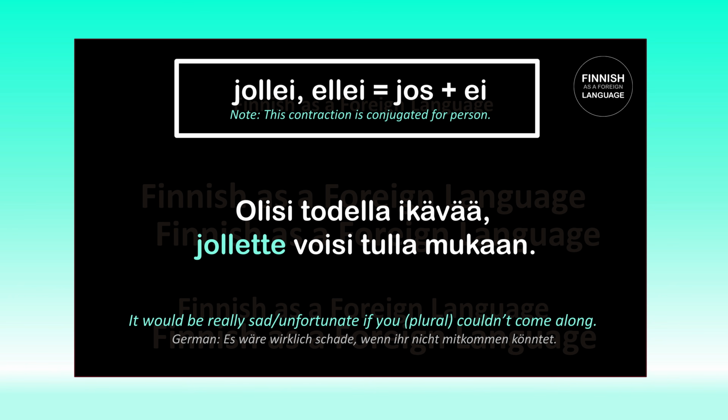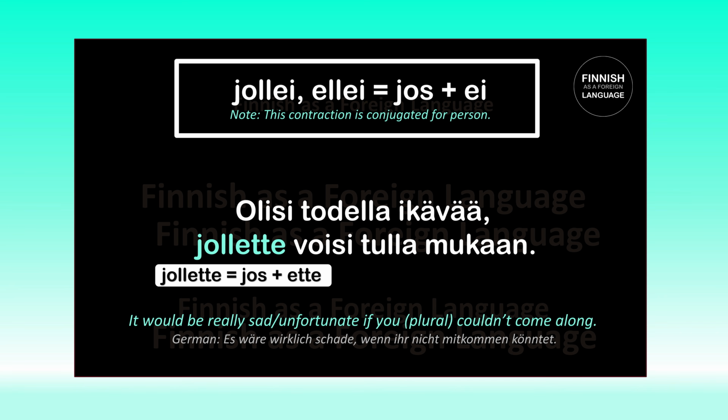Means it would be really sad if you couldn't come along. You here, by the way, is in plural. Let's go step by step. Olisi todella ikävää means it would be really sad. So olisi here is the conditional form of olla, which means to be. Todella can be translated as very or really. And ikävää here is the partitive case of ikävä, which can be understood as sad.